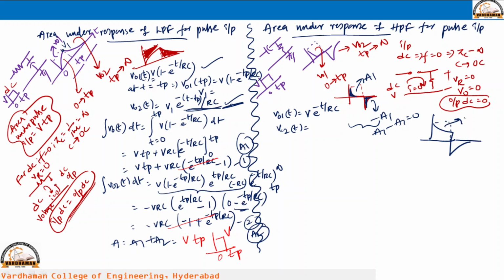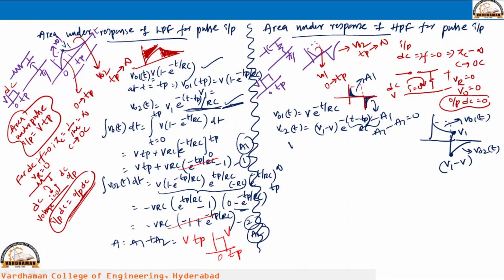So, this curve is V naught 1 of t, this is V1, the value of V naught 1 of t at t equal to Tp. Then it falls down by V, that means it is V1 minus V. Then this curve is V naught 2 of t. We will take this one. So, V naught 1 of t is V into e power minus t by Rc. Then V naught 2 of t means the starting value is this one, so (V1 minus V) e power minus (t minus Tp) by Rc, because it is after Tp seconds.